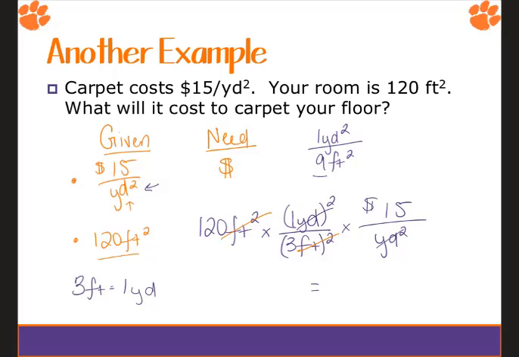So here now I just need to multiply and divide and get my answer. So after putting it in my calculator, I get $200. So 120 divided by 9 times 15. So that's not really a bad price for carpet.